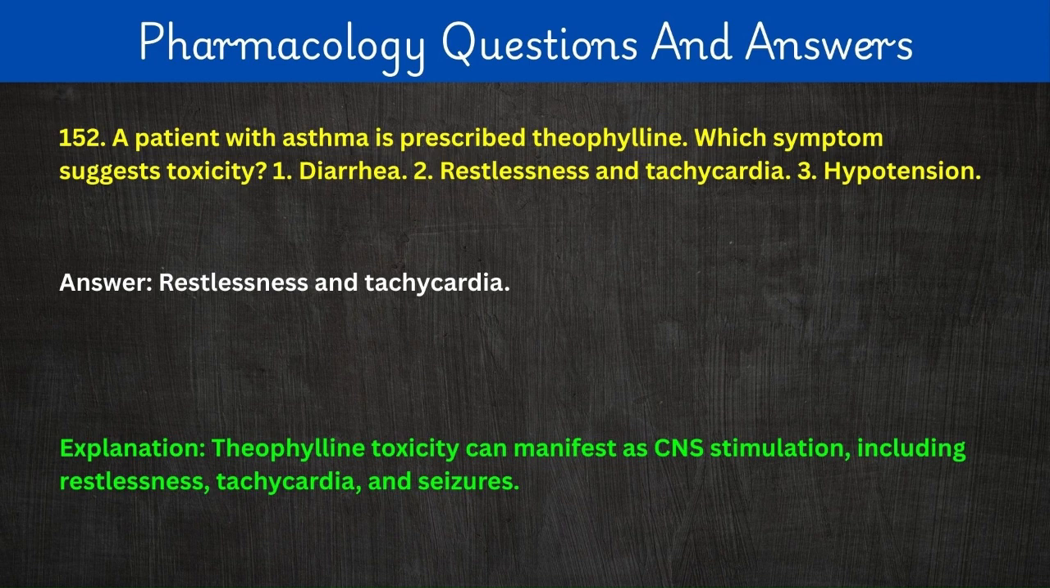152. A patient with asthma is prescribed theophylline. Which symptom suggests toxicity? 1. Diarrhea. 2. Restlessness and tachycardia. 3. Hypotension. Answer: restlessness and tachycardia. Explanation: theophylline toxicity can manifest as CNS stimulation, including restlessness, tachycardia, and seizures.